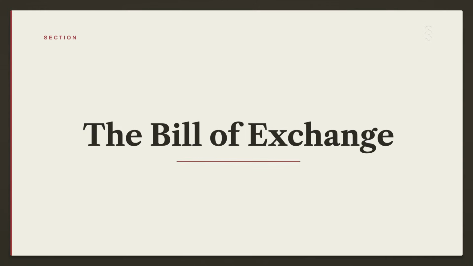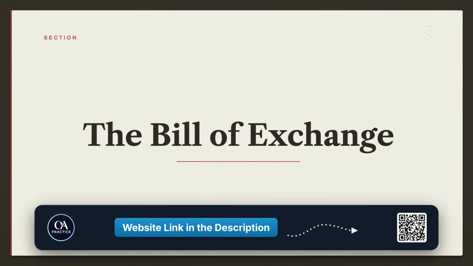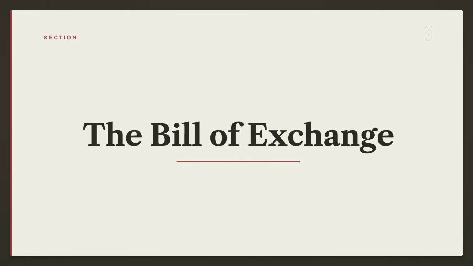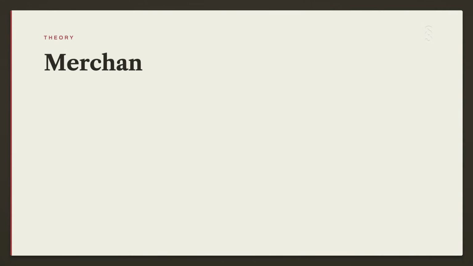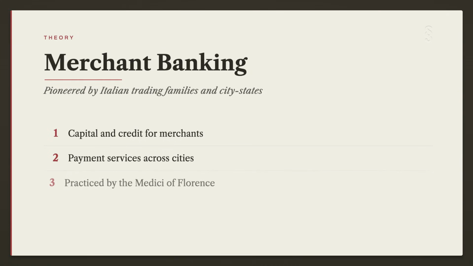A Florentine merchant needs to pay a wool supplier hundreds of miles away without risking silver on dangerous roads. The solution: deposit funds locally, receive a written order to pay, and let the supplier collect from a partner house in his own city. Value crosses the distance. Metal never moves. This is merchant banking, the practice of providing capital, credit, and payment services to merchants engaged in trade, rather than to ordinary depositors.